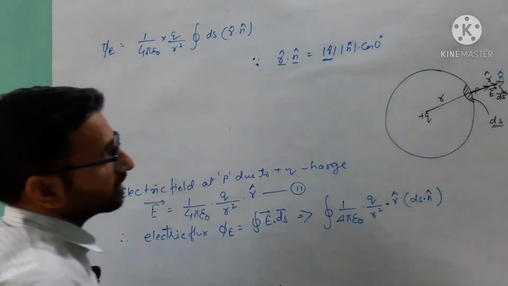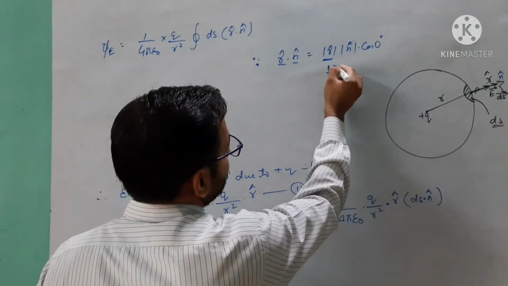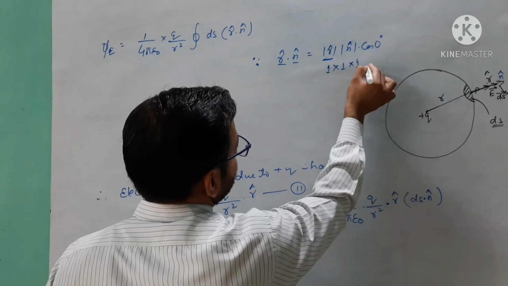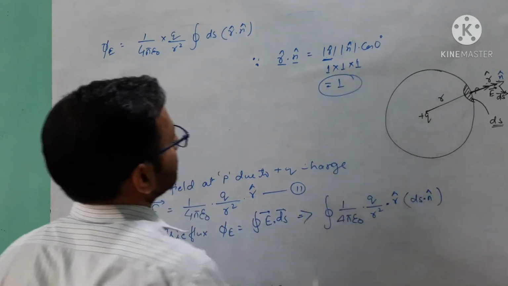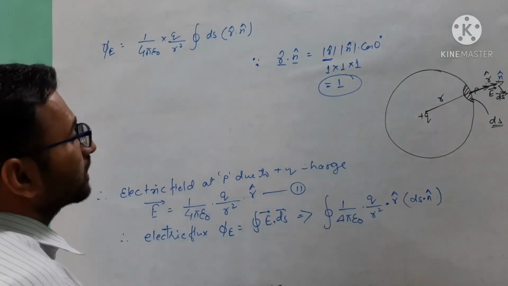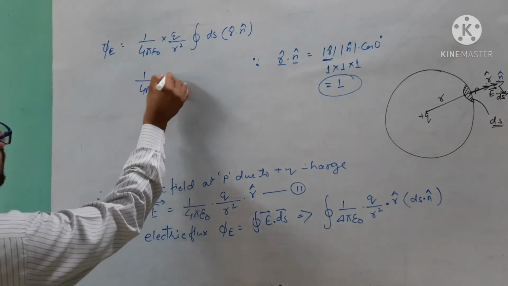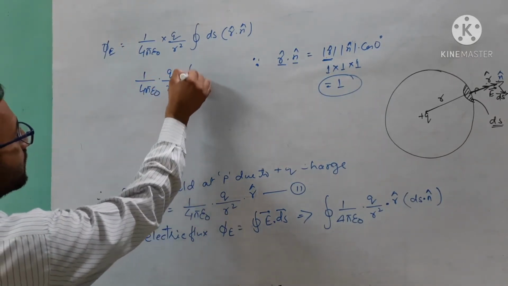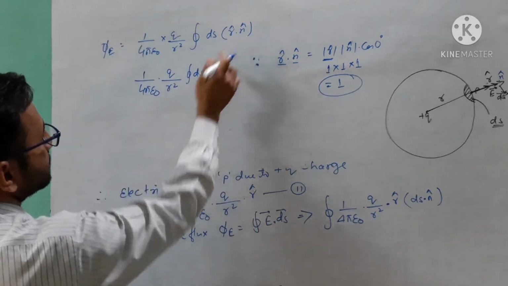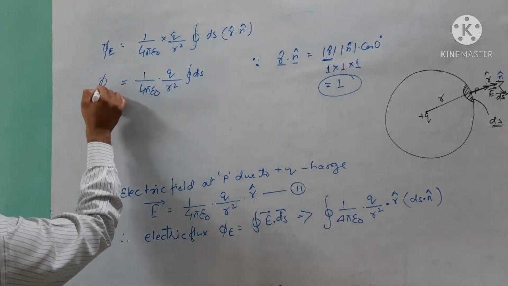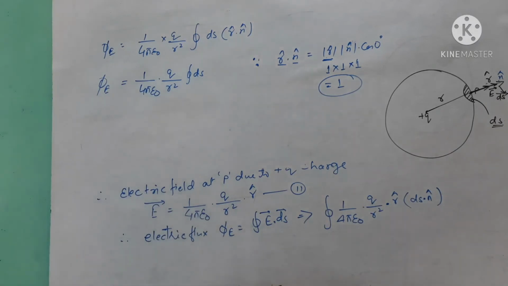They are unit normal vectors, so it is equal to 1, and finally r cap dot n cap is 1. So in place of r dot n you can use 1, so it will be 1 over 4 pi epsilon naught, q over r square, surface integral of ds, which is equal to phi e. Got it, student?